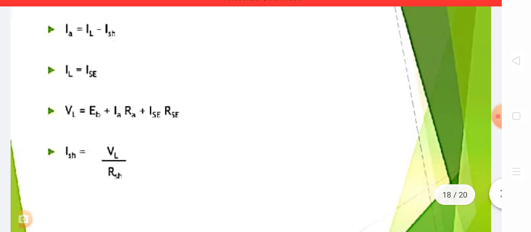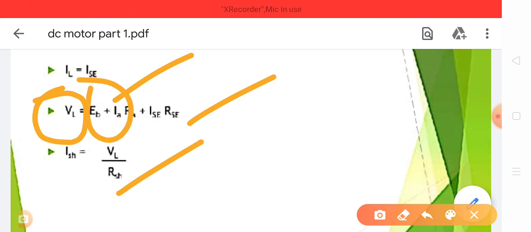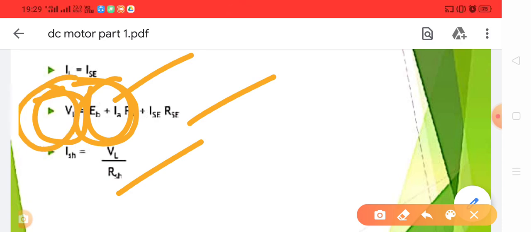So what are the expressions for that? EB = VL - IA RA - ISC RSC, and IA = IL - ISH, and IL = ISC, and VL = EB + IA RA + ISC RSC, and ISH = VL by RSH, which is similar to that of the DC generator. The only difference is that here VL is the supply and EB is the output. In the generator, only EB is the output.